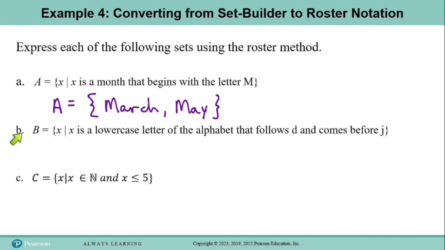And so moving on to part B, we have the set B is the set of all elements x such that x is a lowercase letter of the alphabet that follows D and comes before J. So using the roster method, we could say that the set B equals the set containing, let's see, follows D, so that would be E, F, G, H, I, and then we wanted any letter that comes after D but before J, so J is not included. That means I is the last element in the set, and we'll just close that off. And so B is the set containing E, F, G, H, and I.